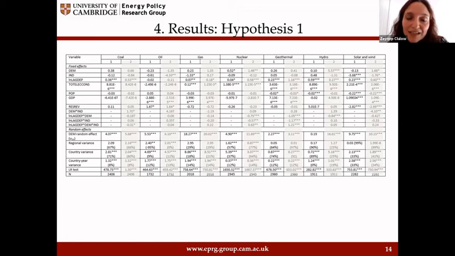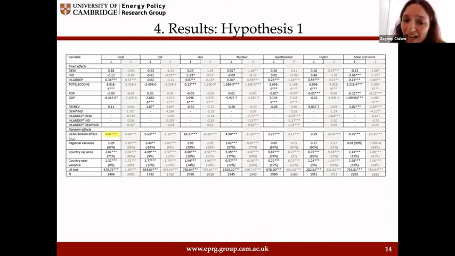If we look at the first row, under the fixed effects heading, democracy doesn't have any significant fixed effect on energy deployment for any energy source apart from nuclear. The nuclear coefficient tells us that if we move from a closed regime to a very democratic regime, then we see an increase of 0.52 gigawatt hours in the deployment of nuclear energy for electricity generation. But this is only significant for nuclear.